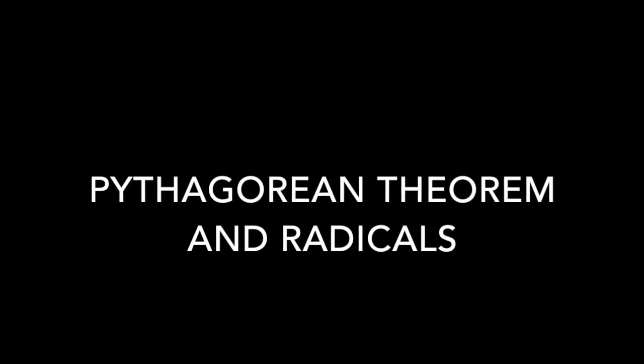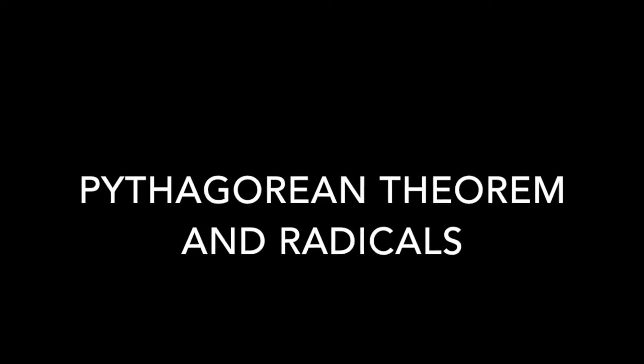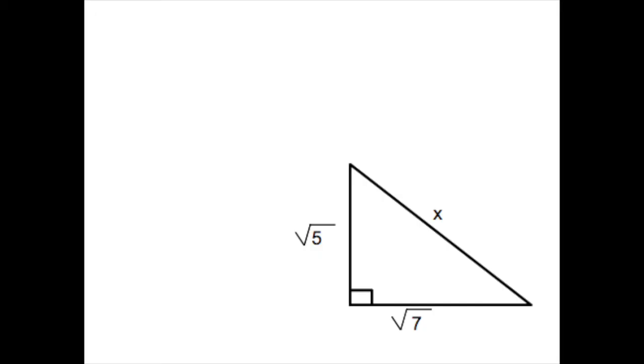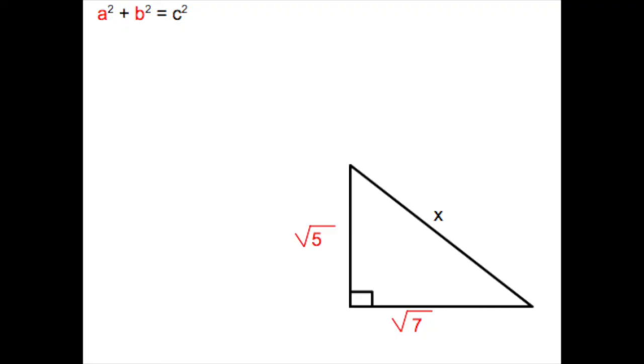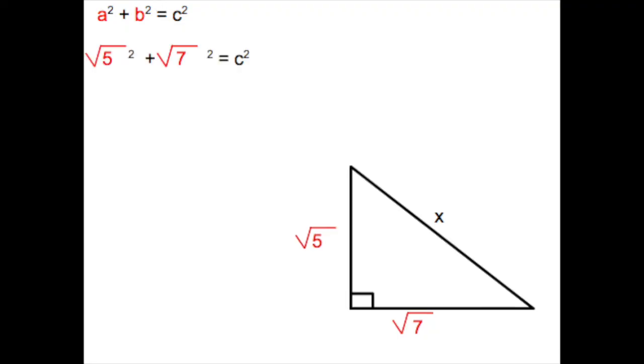This video tutorial will take a look at the Pythagorean theorem and radicals. We are going to use the Pythagorean theorem to determine the missing side length of this right triangle. The Pythagorean theorem is a squared plus b squared equals c squared, where a and b are the legs of the right triangle. In this example, the legs of the right triangle are the square root of 5 and the square root of 7. We will substitute these values in for a and b in the Pythagorean theorem.